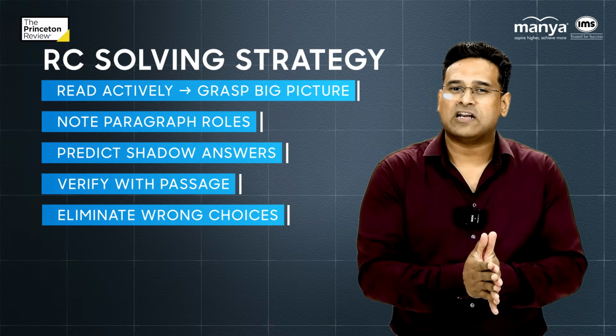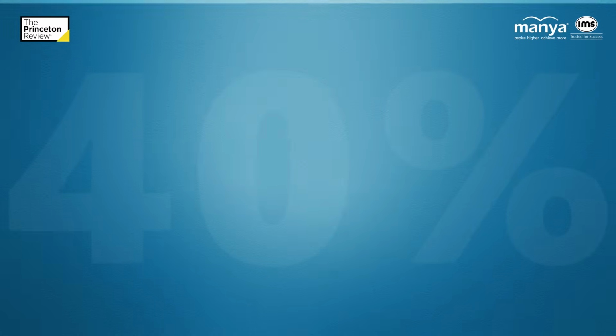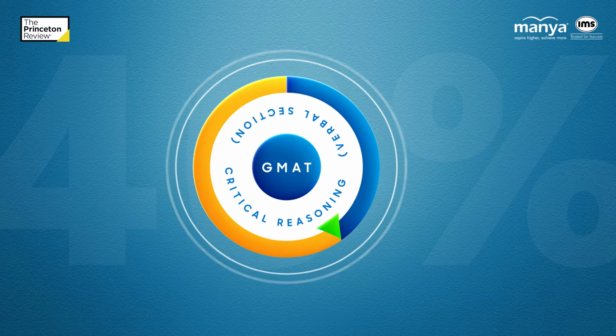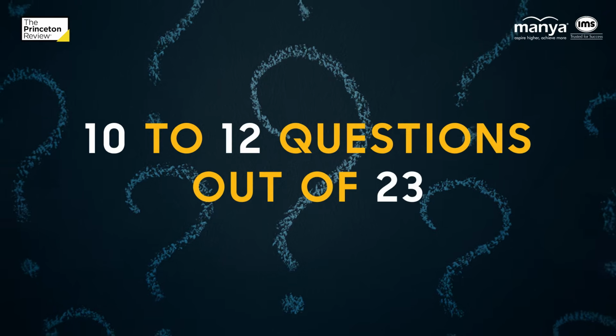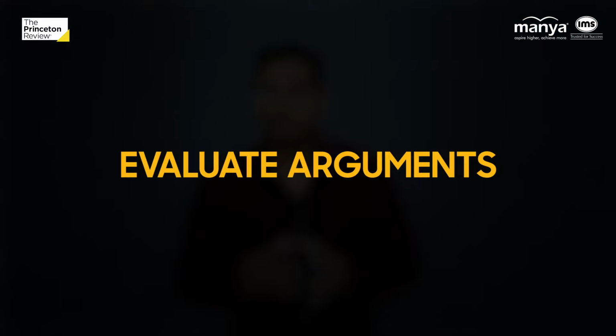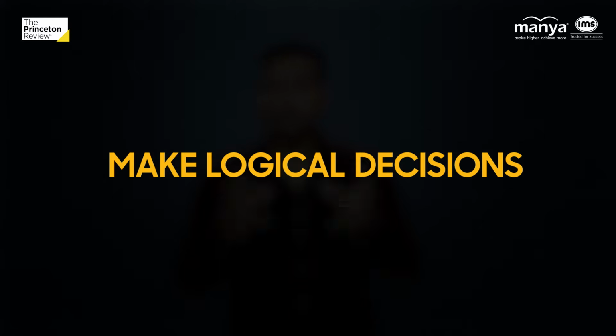Now, in a similar fashion, let's examine critical reasoning. Now, CR accounts for roughly 40% of the verbal section on the GMAT. That's around 10 to 12 questions out of 23. Now, while RC tests your understanding of written material, CR specifically evaluates your analytical thinking skills. How well you can evaluate arguments, identify assumptions, and make logical decisions based on evidence.